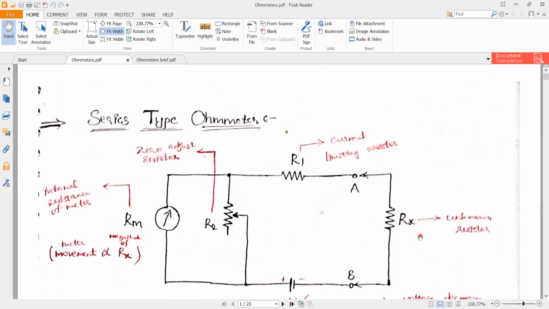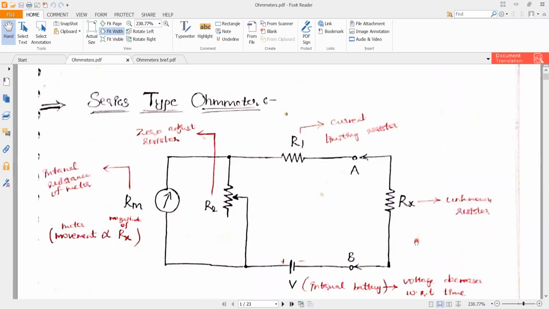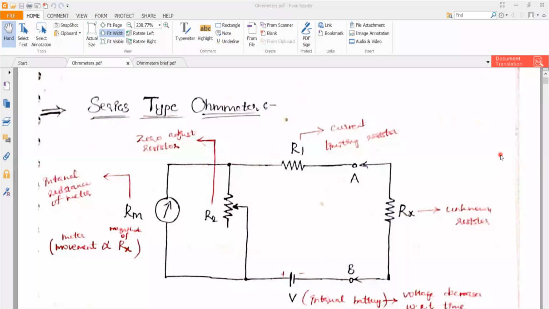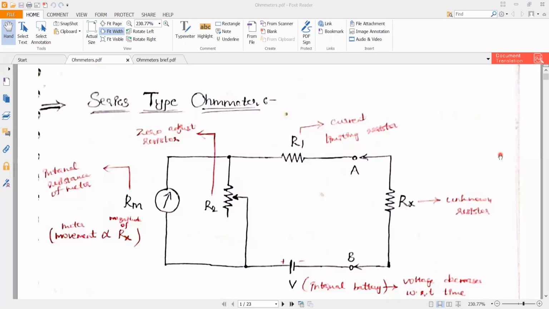Is this visible, students? Is the series type ohm meter diagram visible to you? Anyone please respond. Okay.